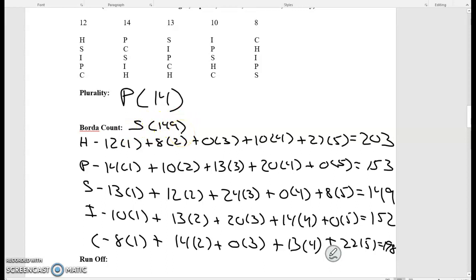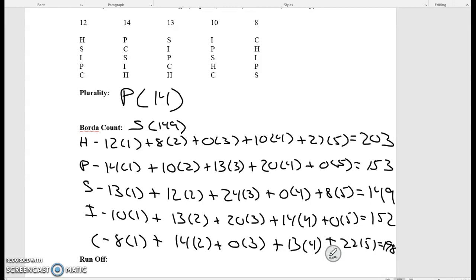In terms of how I'm getting those votes, H had 12 first place votes. H has 8 second place votes right there. H never comes in third. That's where the 0 third place votes comes in. H has 10 fourth place votes, and H is in last in the 14 and 13 columns. So to mine, it's 27 fifth place votes. For P, 14 first, comes in second in the 10 column, comes in third in the 13 column, comes in fourth in the 12 and the 8 column, and then 0 fifth place votes.